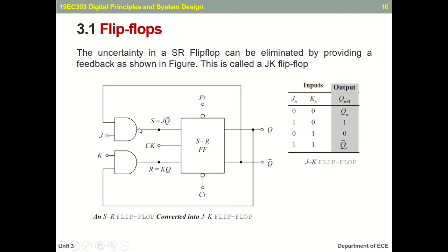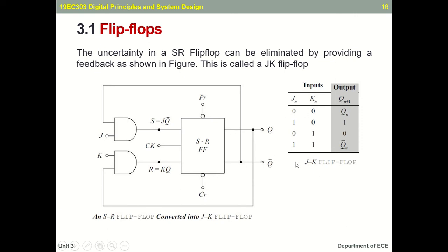So now the input for S will be J into Q bar, and for R it is K into Q. And here this is called the clock. We also have two signals, called preset and clear, which are used to preset and reset the earlier existing values. Your output is Q and Q bar.